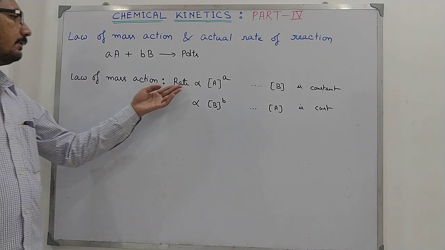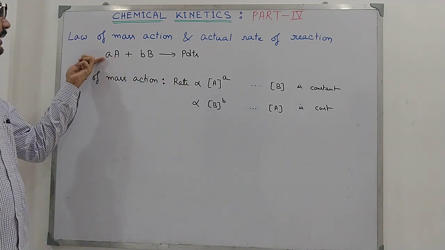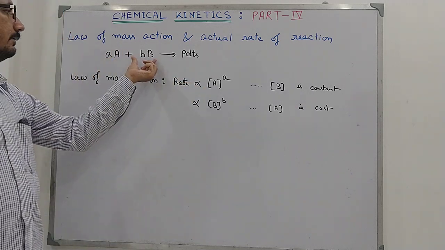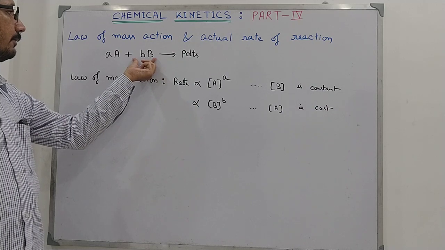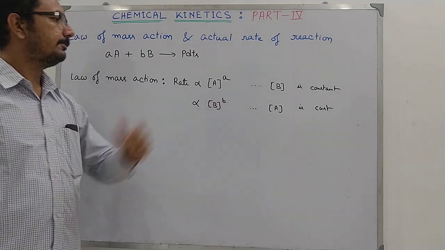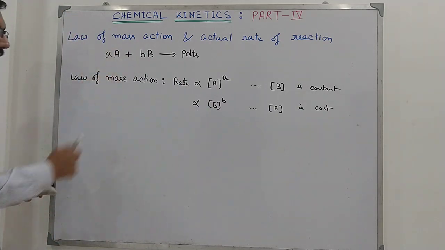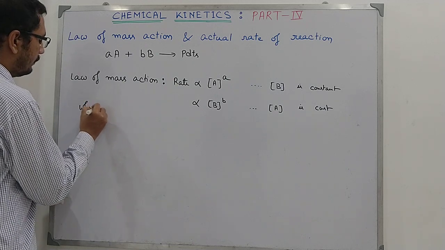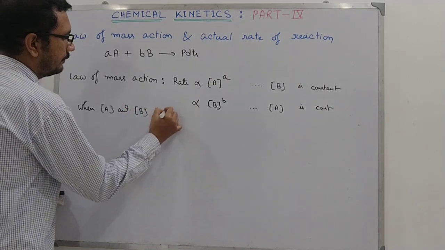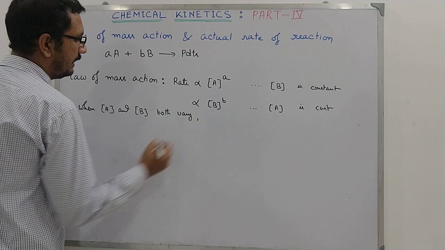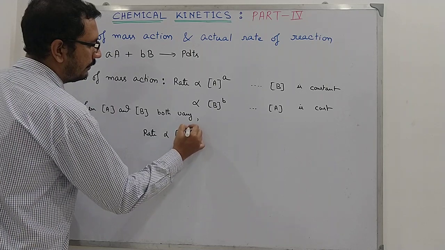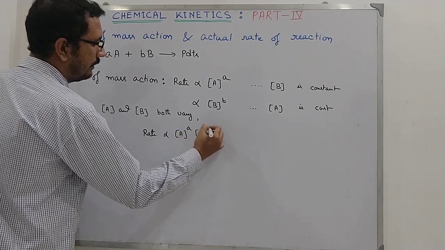So the rate depends on [A] to the power a, where the square bracket is the symbol for concentration, when B is kept constant. And when A is kept constant, the rate is proportional to [B], that is the concentration of B, to the power b. Now when the concentration of A and the concentration of B both vary, we have the rate proportional to [A]^a and [B]^b.